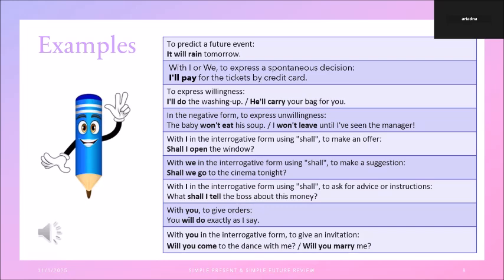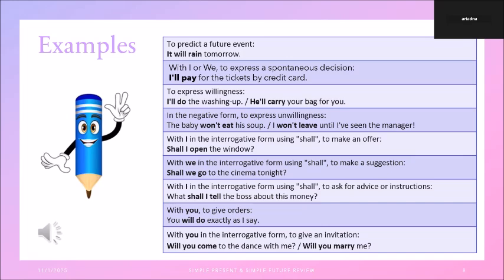With we in the interrogative form using shall, to make a suggestion: Shall we go to the cinema tonight? With I in the interrogative form using shall, to ask for advice or instructions: What shall I tell the boss about this money? With you to give orders: You will do exactly as I say.